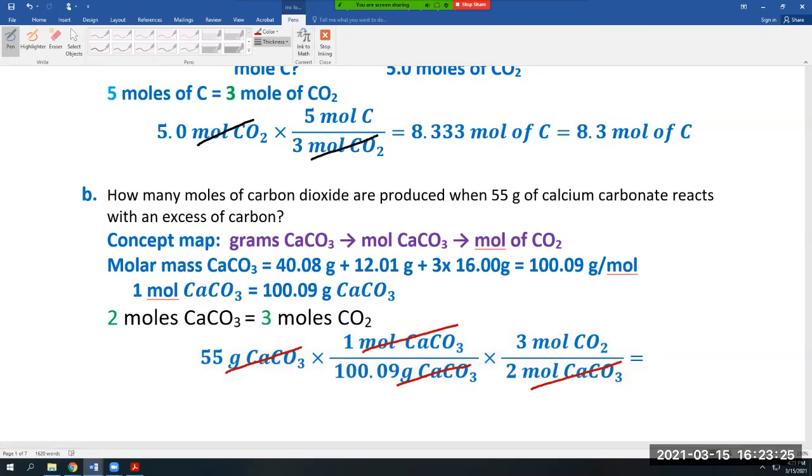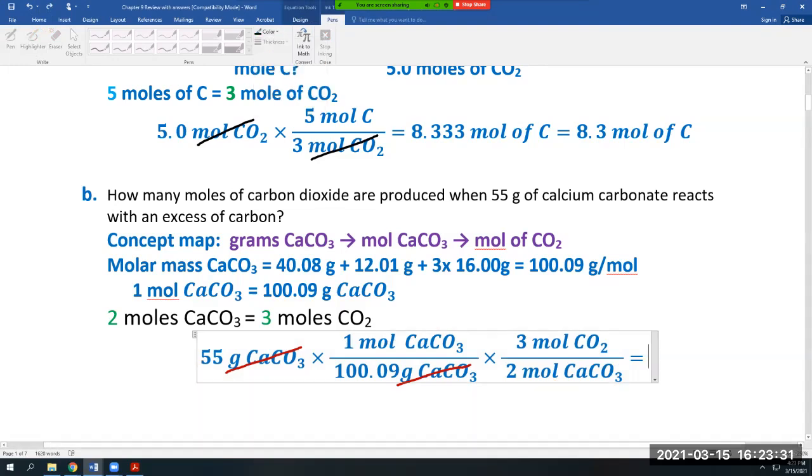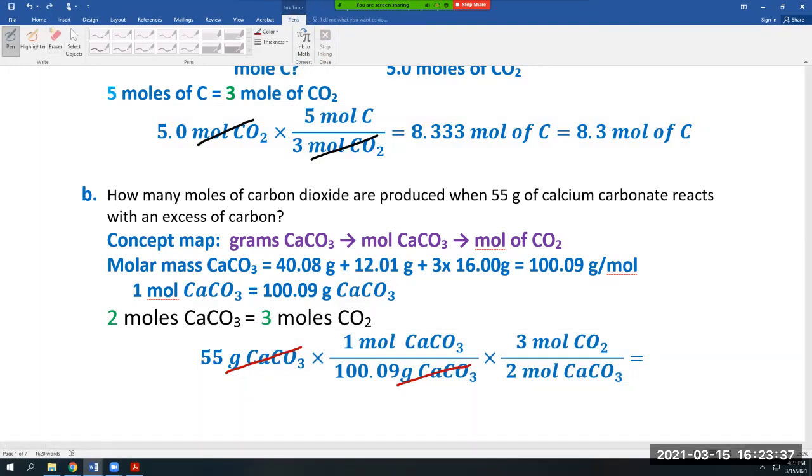Or maybe let me change the color here to show that's 2 different units here. Okay. So once you do this calculation, the unit will be moles of CO2.